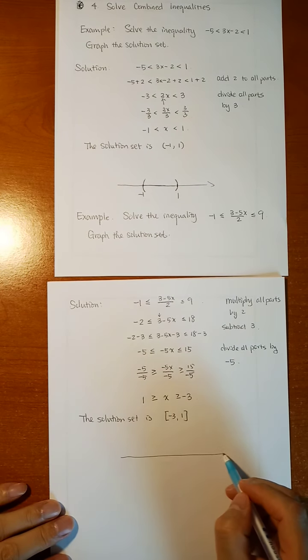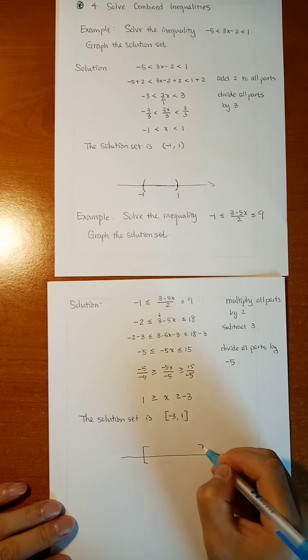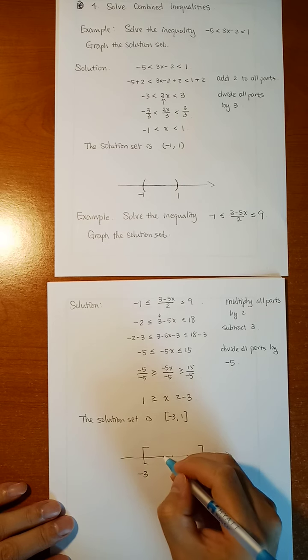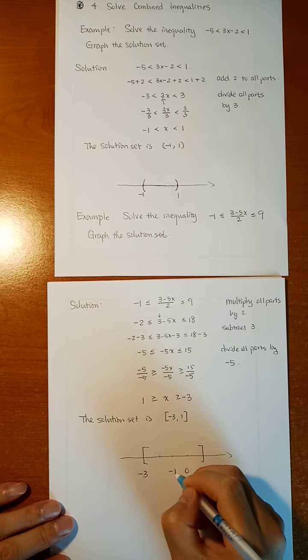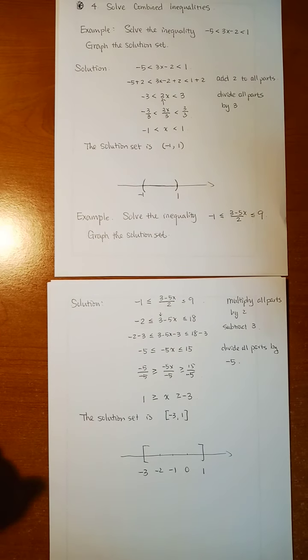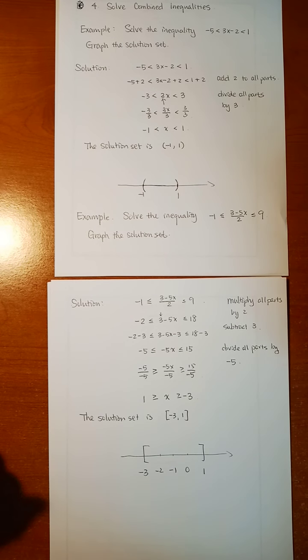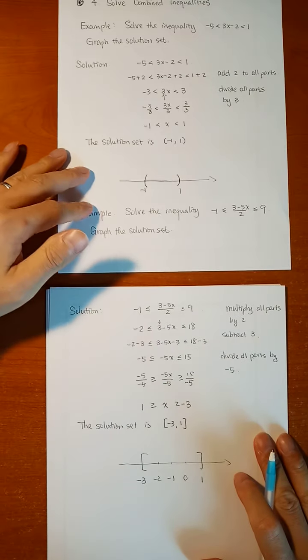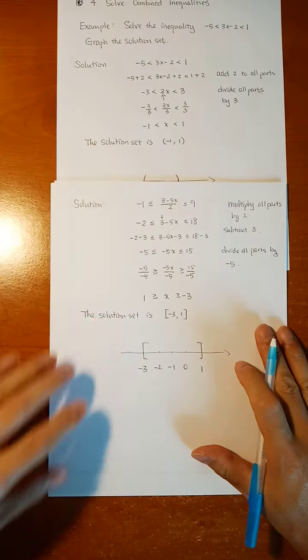To graph it, okay, so this is -3 and 1. It's not very bad, right?